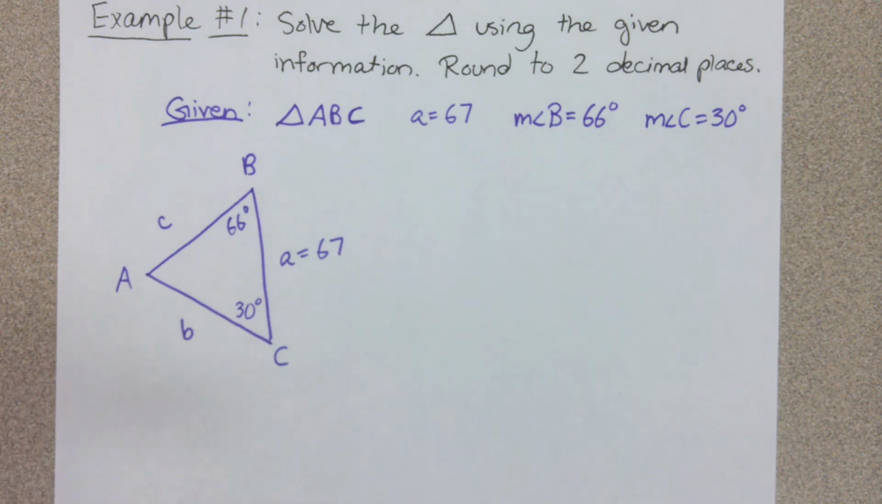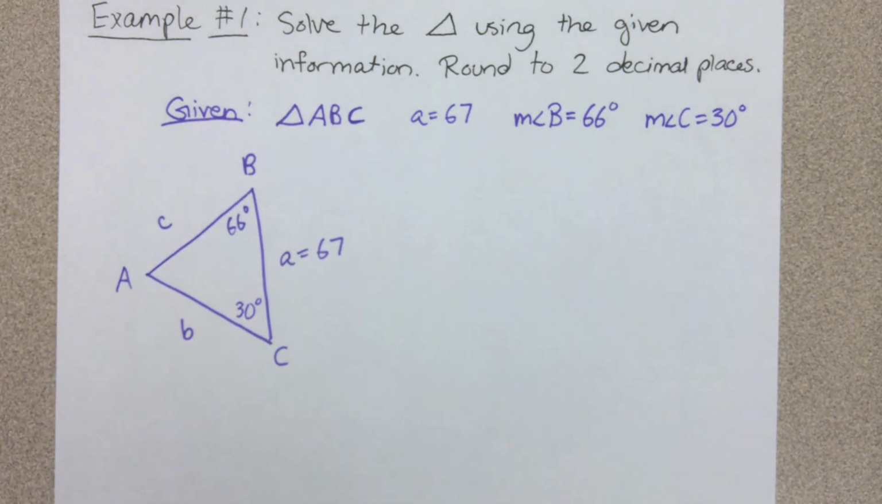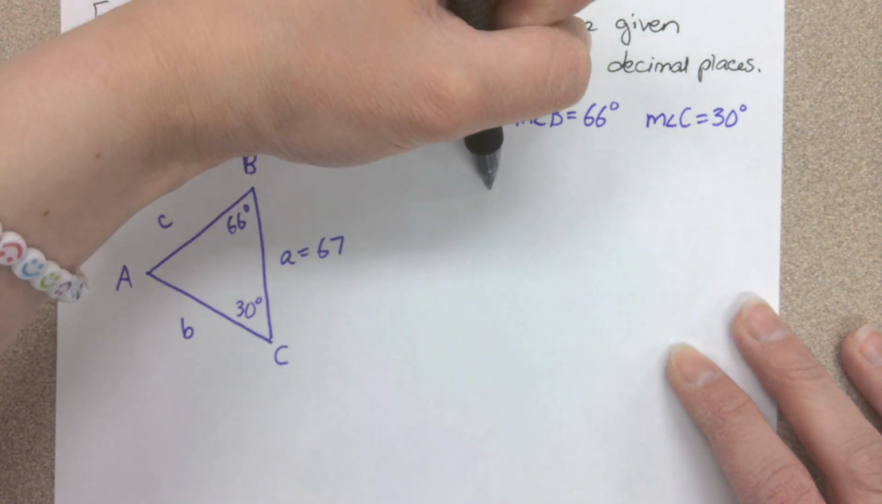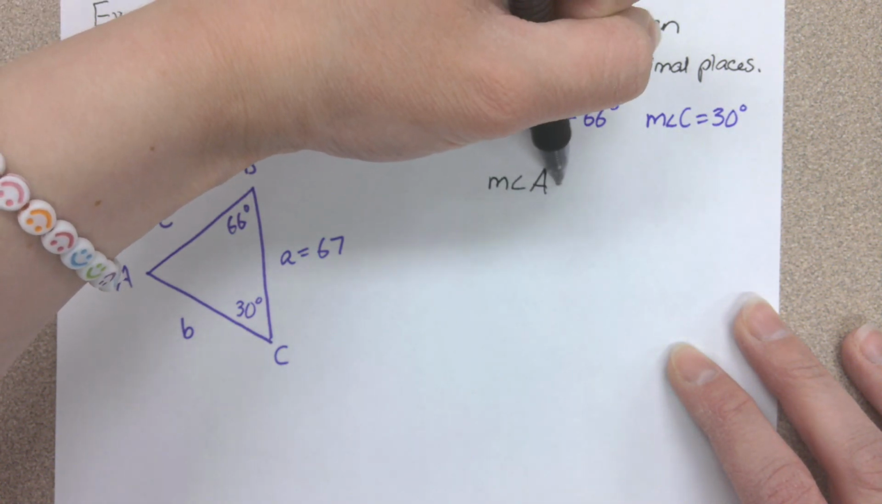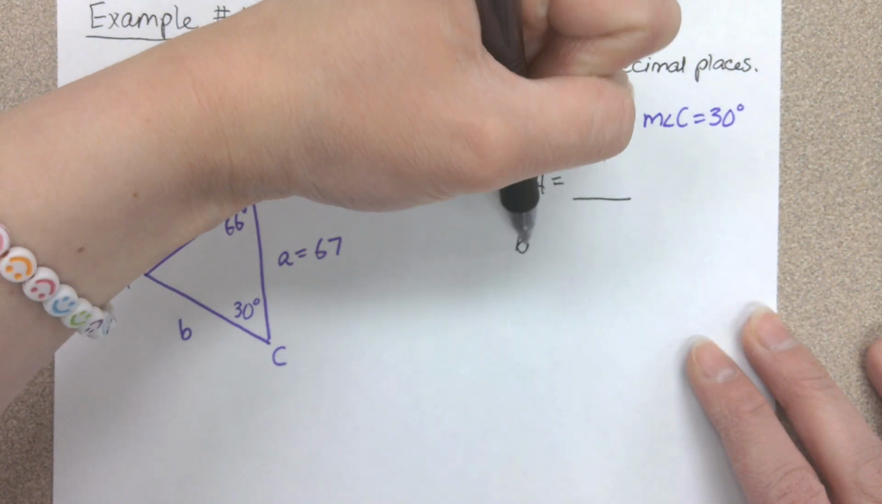My strong recommendation to keep you organized is I'm going to write a list of all the things I need to find. And then once I fill that out, then I know I'm done with the problem. So first off, we need to find angle A. That's the only angle that's missing. So we'll find the measure of angle A. And then we're missing 2 of the sides, and I always write them down in alphabetical order.